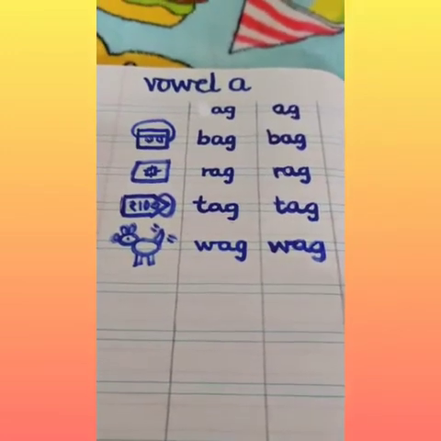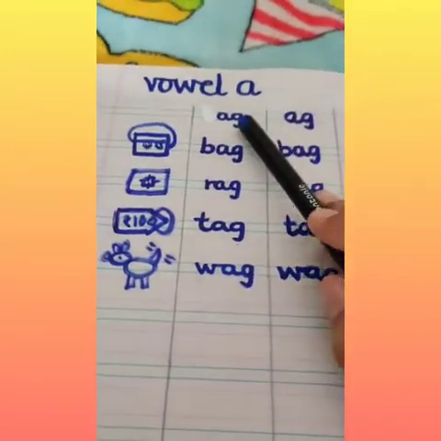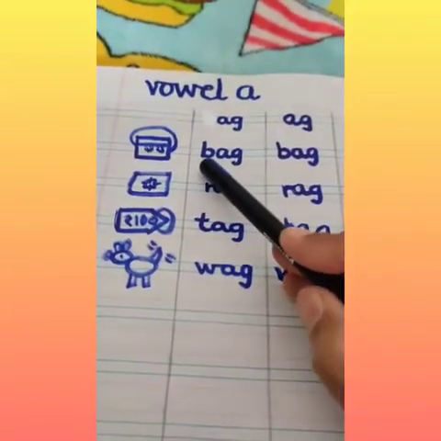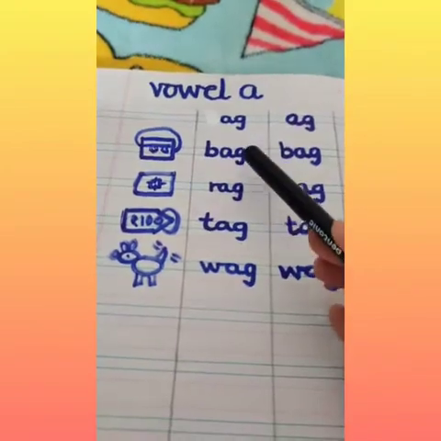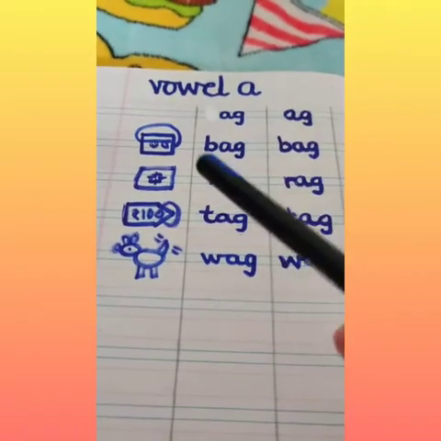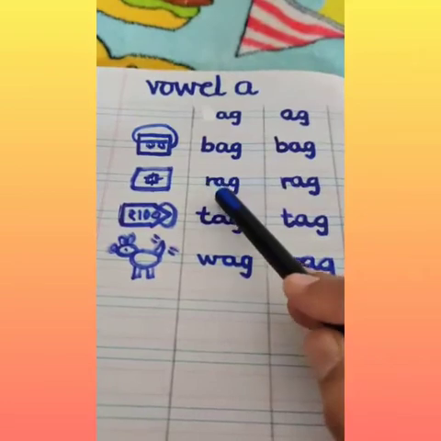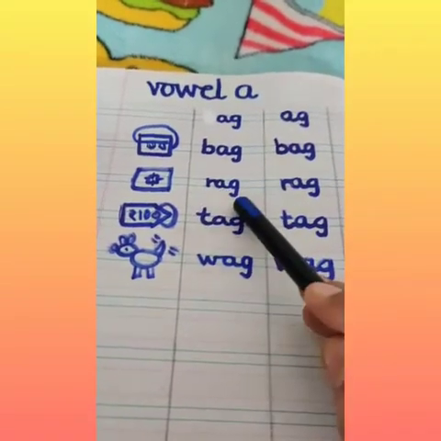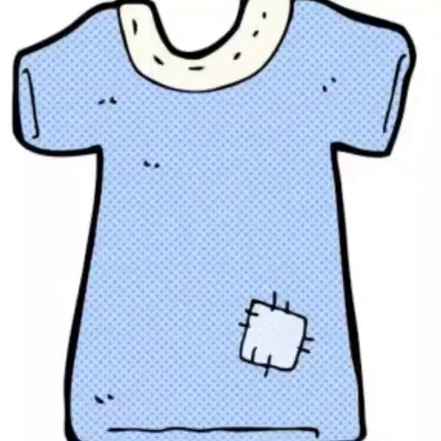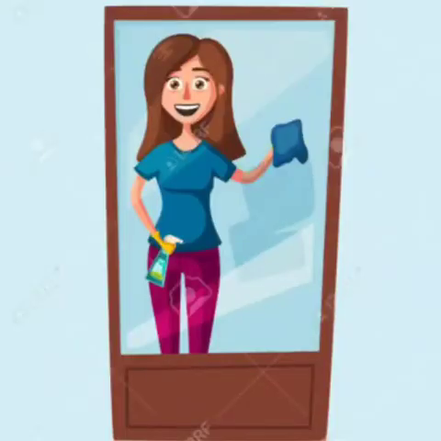Now let's read these words. So we will read ag words. First word is bag. Bag is something in which we carry things. Next word is rag. R-A-G. Rag are the clothes which are very old and torn. And what mama do with them? Mama use these rag for cleaning and for dusting.